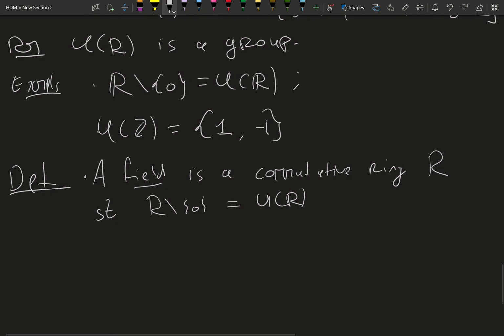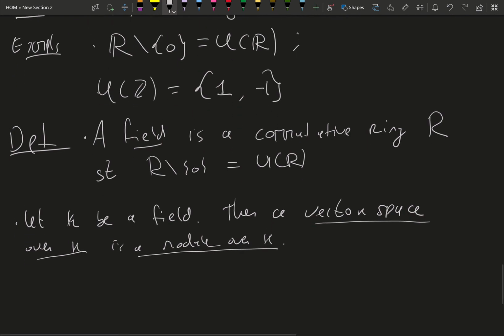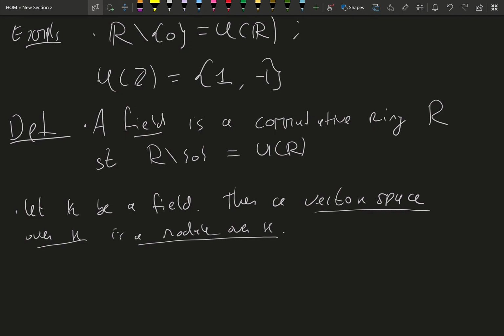Okay. And now let K be a field. And then a vector space over K is nothing more than a module over K. Nothing more, nothing less. So in this way, rings and modules are a generalization of fields and vector spaces, and as such they are a generalization of linear algebra.